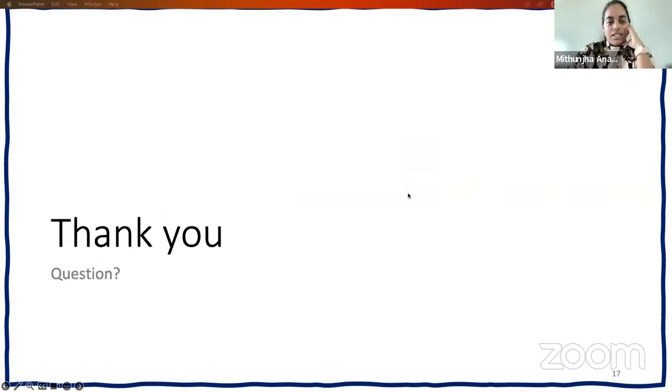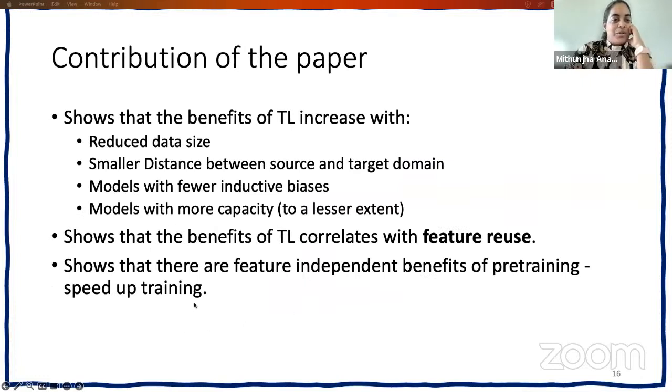Once again, I'm just re-summarizing the contributions of the paper. This paper shows that the benefit of transfer learning increases with reduced dataset size, smaller distance between source and target, models with fewer inductive biases, and models with more capacity. The paper also shows that the benefit of transfer learning correlates with feature reuse, not just the weight statistics. And it shows that there are feature-independent benefits of pre-training, like the speedups.